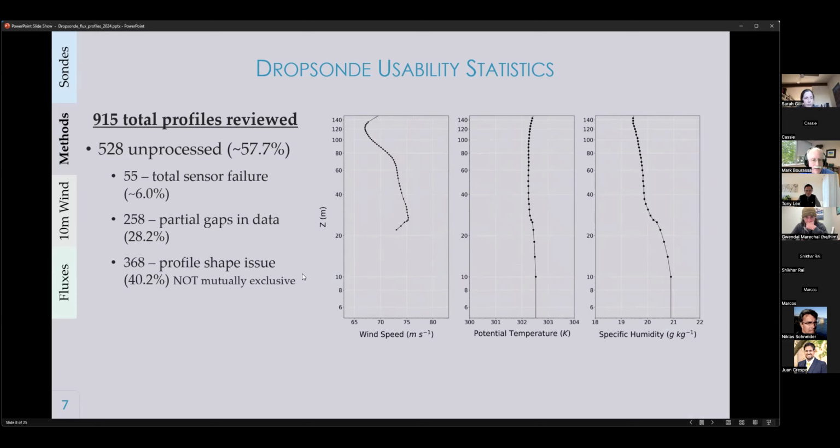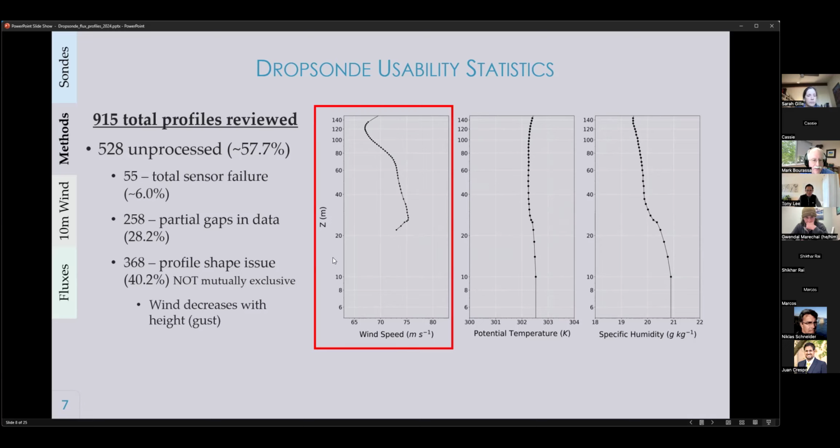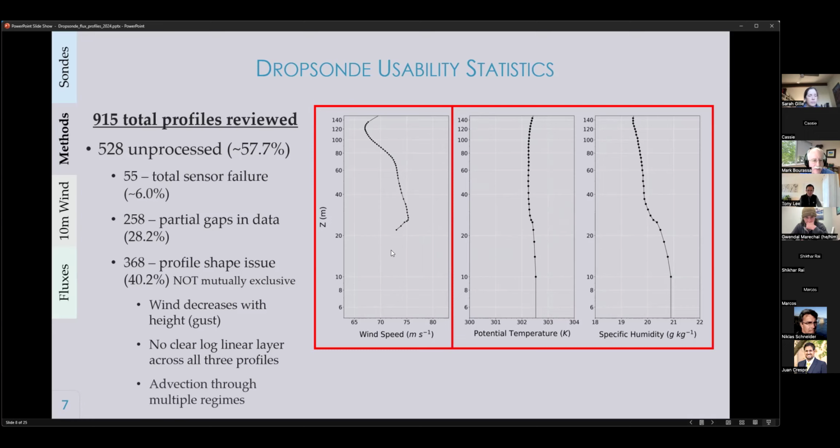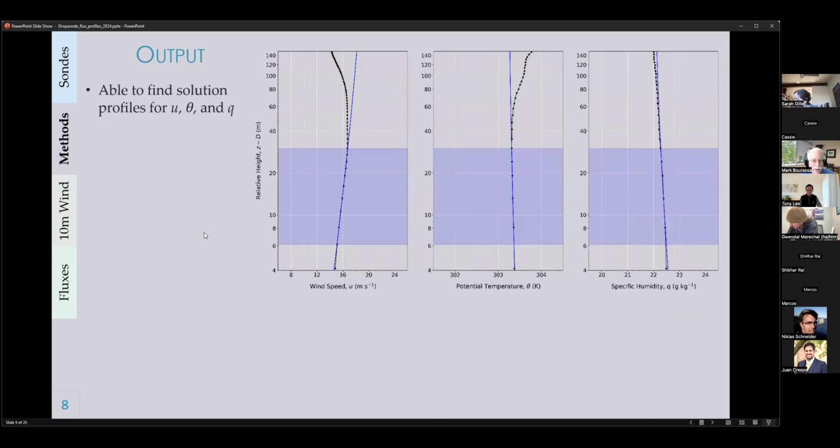Other ones had profiles that were clearly very different than what we expected. And when the winds decrease with height, it's kind of problematic. Maybe it's okay here. But these are also unusually non-normal shapes, and we just threw them out. We could probably go back in hindsight and analyze more of these. But this is an example where there might be some big wind gust near the surface or a spray layer. And then some of these have very clearly no log layer in them that's evident. But a lot of them, over 40%, had log layers.